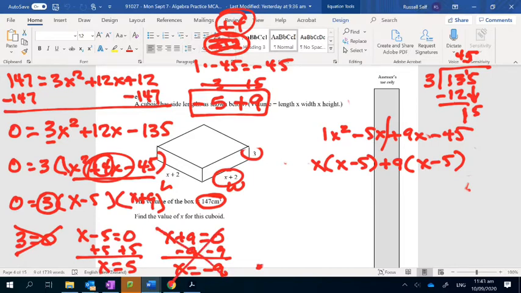Can anybody tell me why? Do you know how long a box is? The box is negative 9 inches long. That can't happen. We can't have a negative. So the only one that's possible is the 5. So that means x has to be 5.